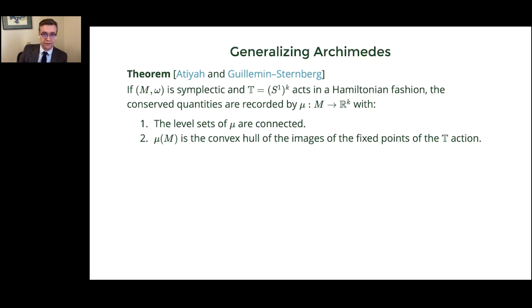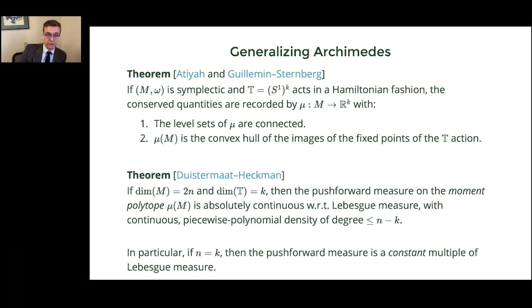The level sets of this map are connected, and the image of the map is convex, first of all, and even better, you know exactly which convex set it is. It's the convex hull of the images of the fixed points of the group action. And then Duistermaat-Heckman said, okay, well, fine. If I have such a thing, the symplectic manifold has this Liouville measure, or not necessarily probability measure, but if it's compact, you can normalize it to make a probability measure. But I have this associated measure. What happens when I push that measure forward by the map?